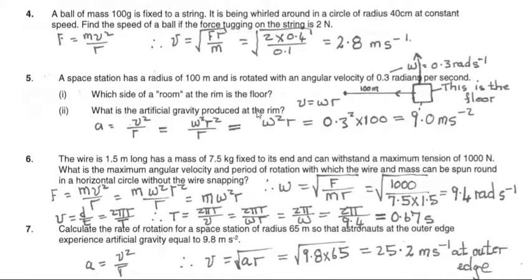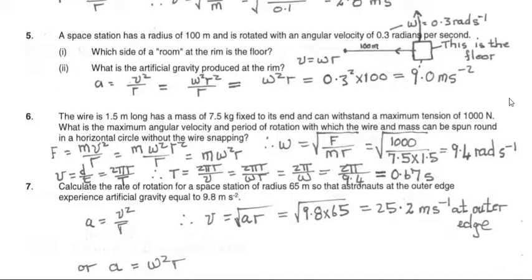What is the artificial gravity produced at the rim? So this is what we call artificial gravity. It's the apparent force which is opposing the centripetal force. Acceleration equals v squared over r equals omega squared r squared divided by r equals omega squared r. Simplifying, omega is 0.3, so we square that, multiplied by 100, 9.0 metres per second squared. So a bit less than the gravity on the Earth. Remember, gravity is just an acceleration.